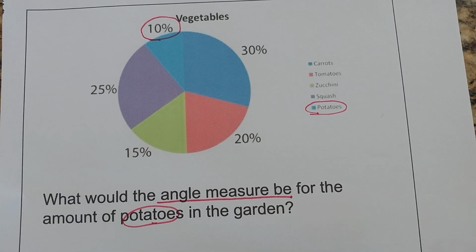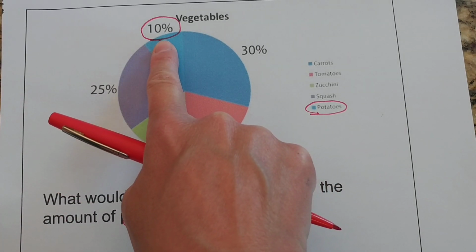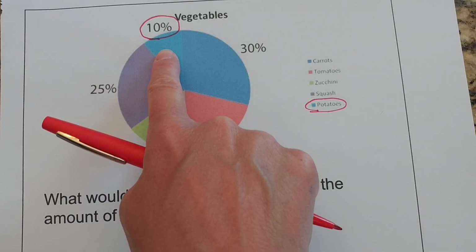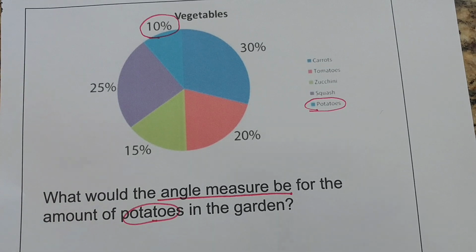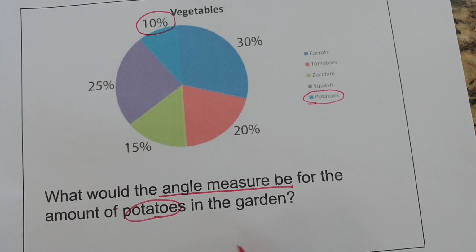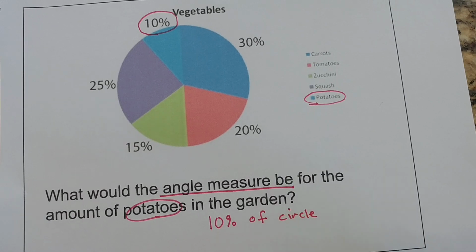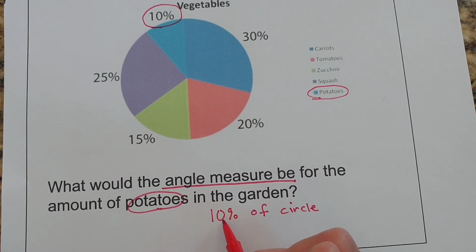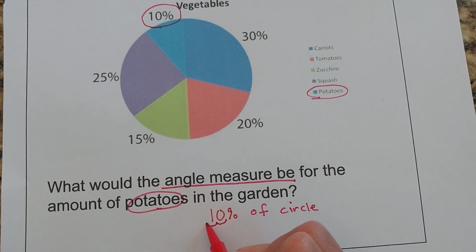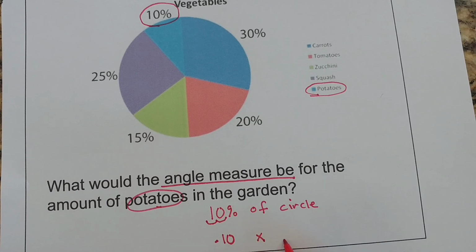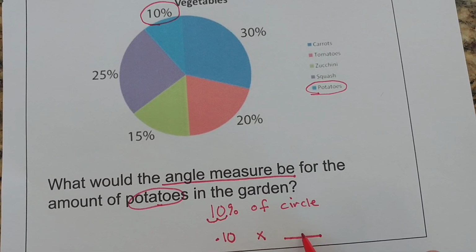So we want to figure out, well, what is 10% of all of the vegetables? Well, we can see that 10% is a part of this circle graph. Well, what part is it in degrees? So think 10%. What is 10% of the entire circle? Well, we know we can change 10% to a decimal, 0.1 or 0.10. We know that of means multiply, but then we need to think about an entire circle.